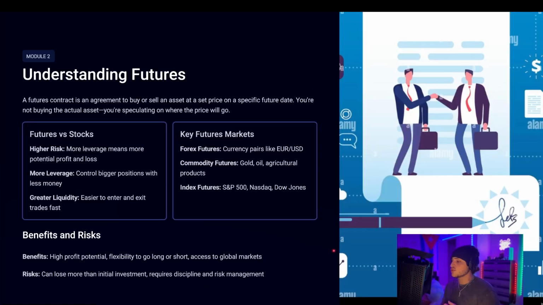So module 2, understanding futures, going deeper into futures, right? A futures contract is an agreement to buy or sell an asset at a set price on a specific future date. You're not buying the actual asset. Like I said, you're not buying in hand. If I put money into gold, I'm not getting a gold bar delivered to me. You're speculating on where the price will go.